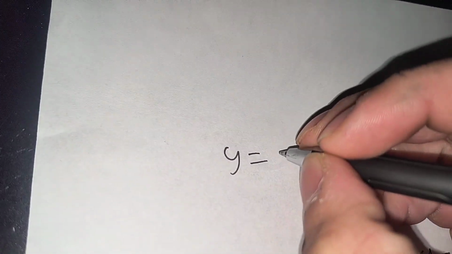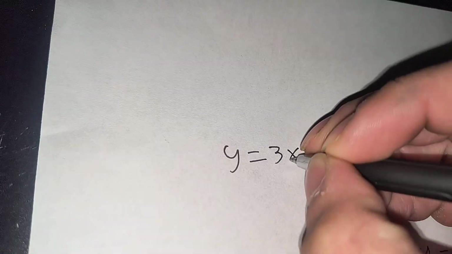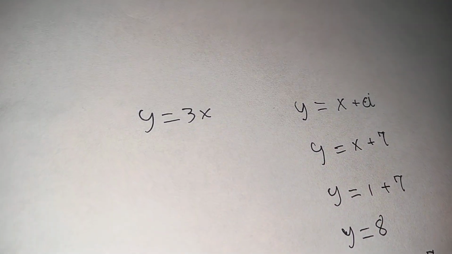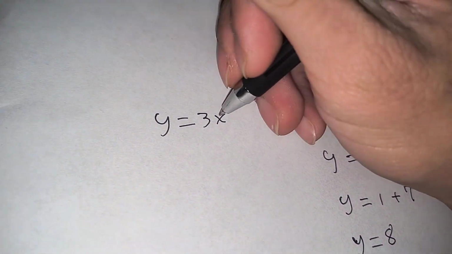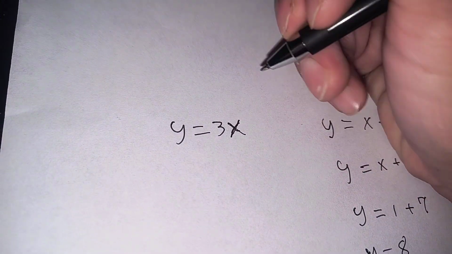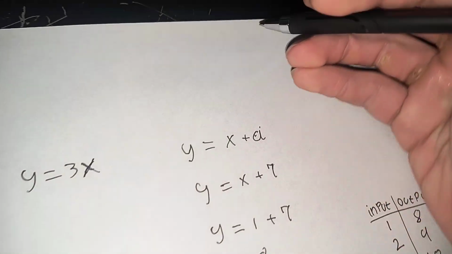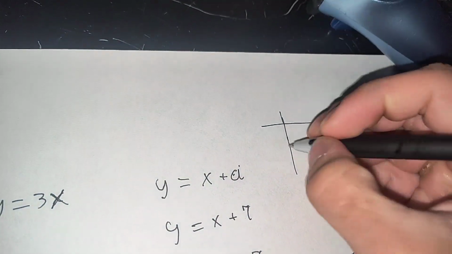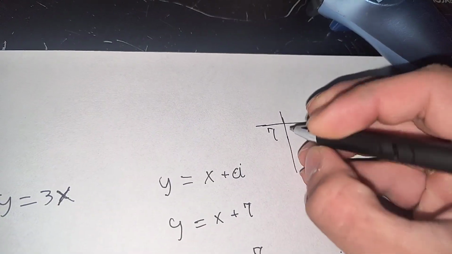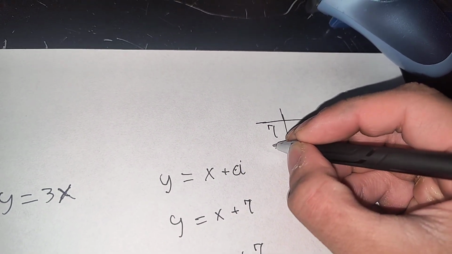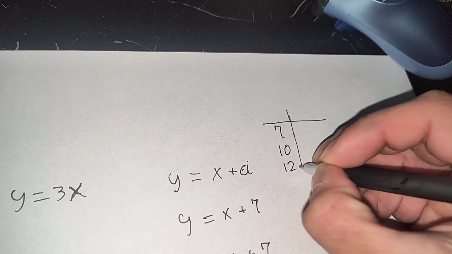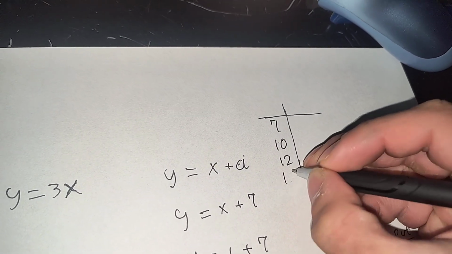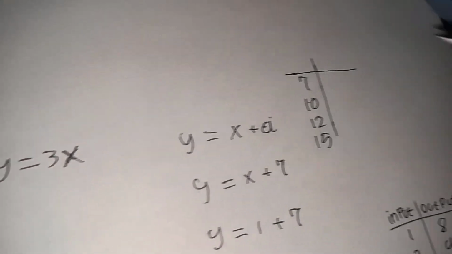But what about the rule y equals 3 times x? This x is the input, and this y is going to be the output. Let's write an input-output table. Let's write a numerical pattern for the numbers 7, 10, 12, and 15.